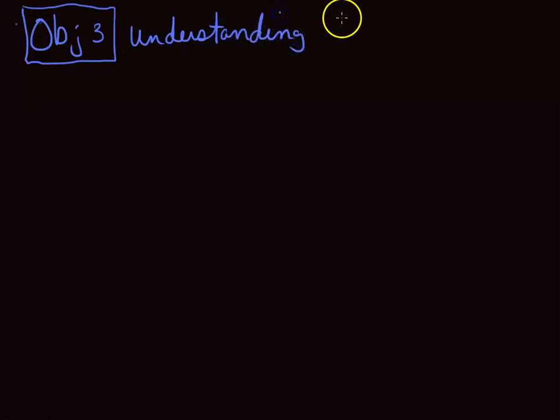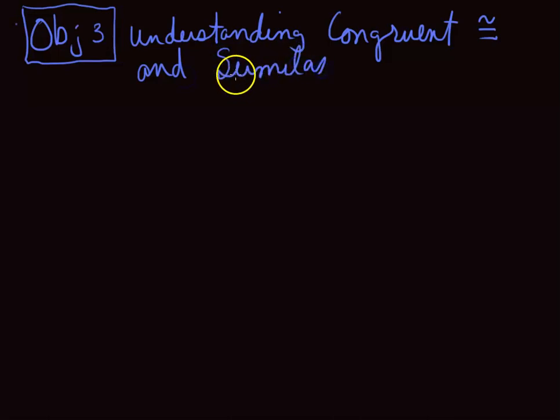So now let's go to Objective 3, understanding congruent and similar triangles. The congruent symbol is an equal sign with a little squiggly, and similar. Wait, did I get that right? Similar, that's supposed to be an I there. That's supposed to be an R. Similar is just this one, I don't know if they call that a tilde, something like that. Similar triangles. I'm going to run out of room.